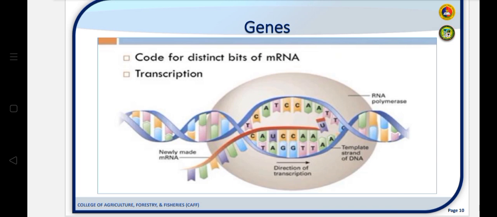DNA stays safe inside the nucleus, while mRNA is the messenger that carries the recipe to the cell's protein factories. So remember, genes are instructions, and transcription is the process of copying those instructions into mRNA. This is the first step in making proteins, which are essential to life. Okay, let's proceed to the next one.